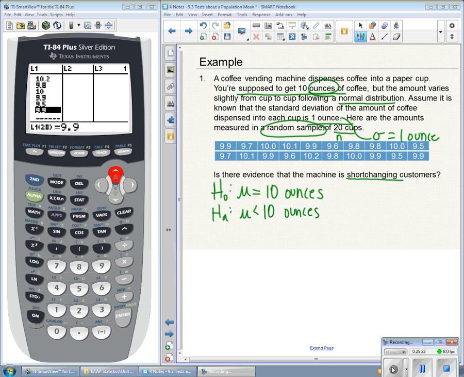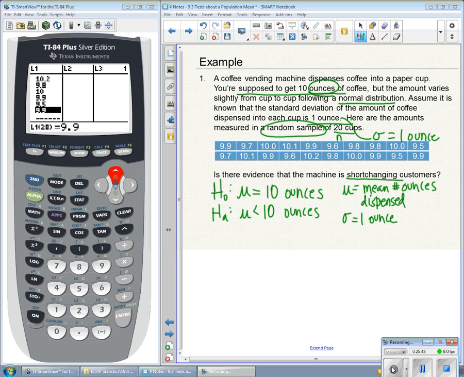In the first step, again, we have to define our parameter. So we'd say mu would be the mean number of ounces dispensed. And I'm just going to jot down some of the other information I know. I know, for example, that sigma is equal to 1 ounce. And I guess that's about it, because we're given the data.